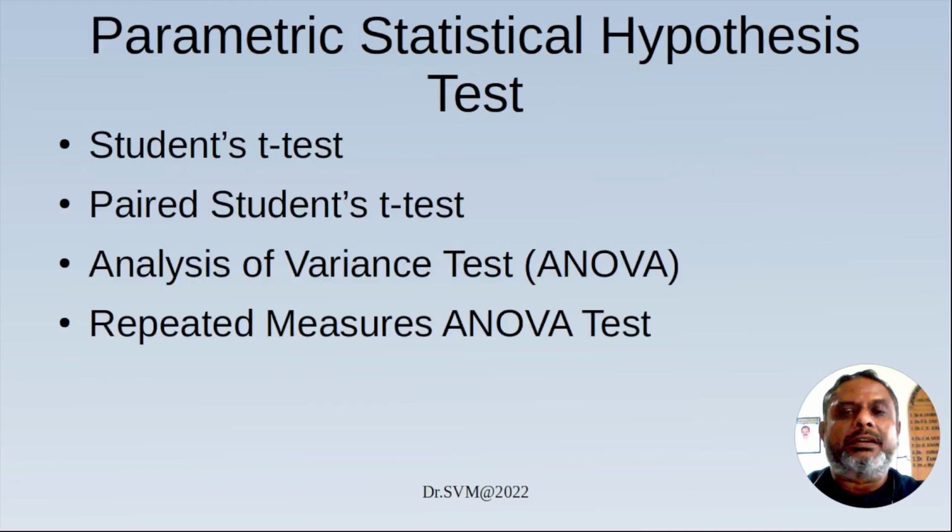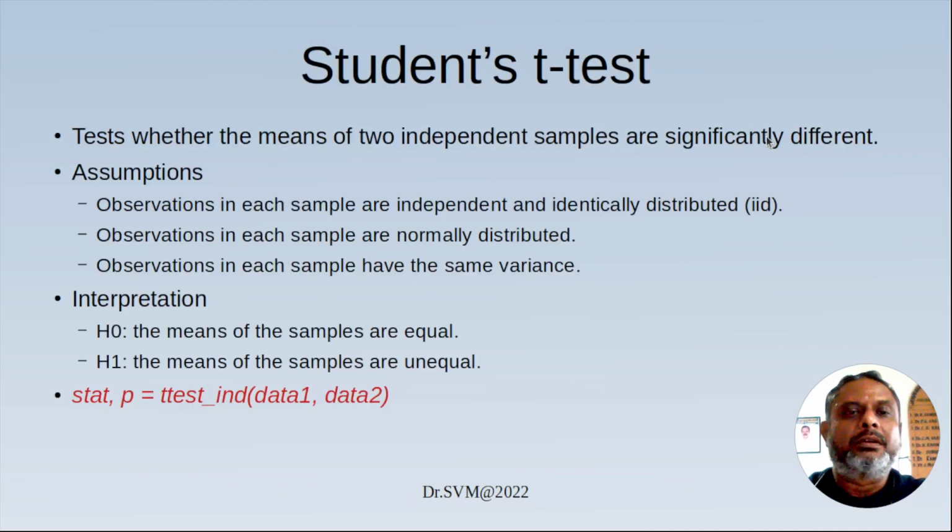So basically there are four parametric statistical hypothesis tests which are important in the machine learning world. They are students t-test, paired students t-test, analysis of variance test, very famous as ANOVA, and repeated measures ANOVA test. So let's look one by one.